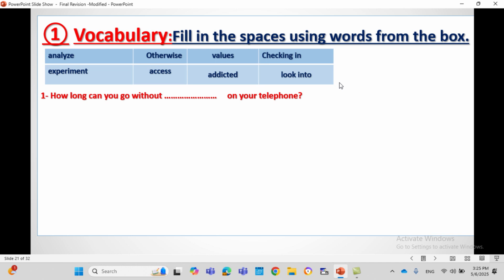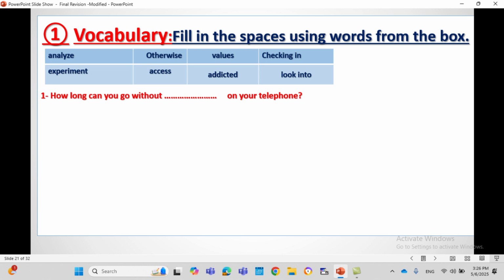Let me clarify some of these words. I will start with the word otherwise. Otherwise is used to tell us if something doesn't happen, something else will happen. You must study, otherwise you will fail your exam. You understand? You must respect others, otherwise they will hurt you. So otherwise means if something does not happen, another thing will happen.